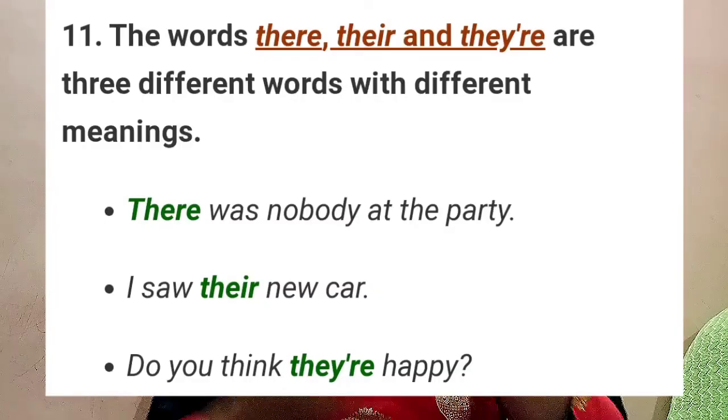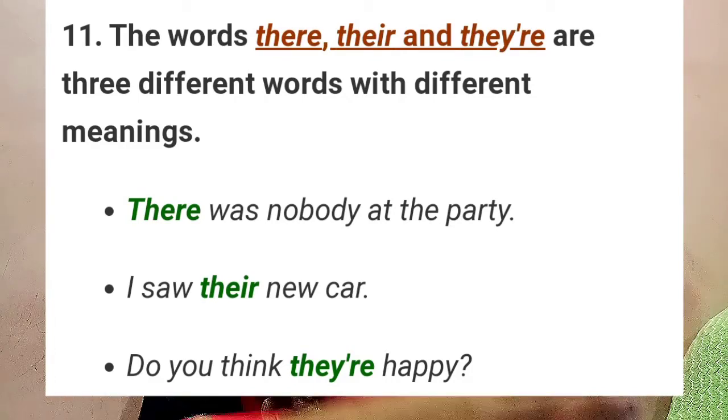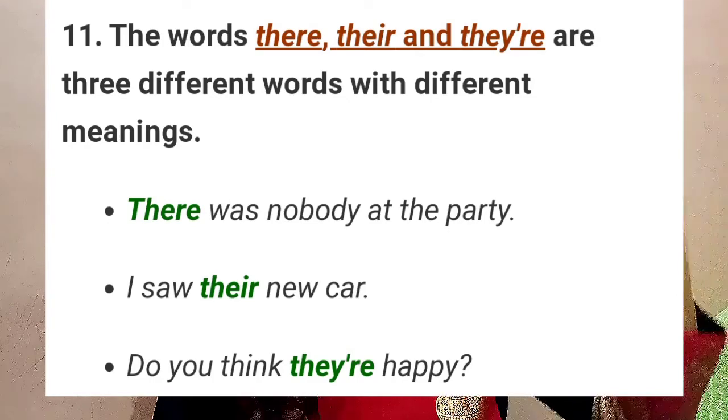The next one in my list is that there are a few words like there, their, they're. You may find that these three sound just the same, but no, there is a basic difference. There refers to a particular place, like there was nobody at the party. Where? At the party. There.